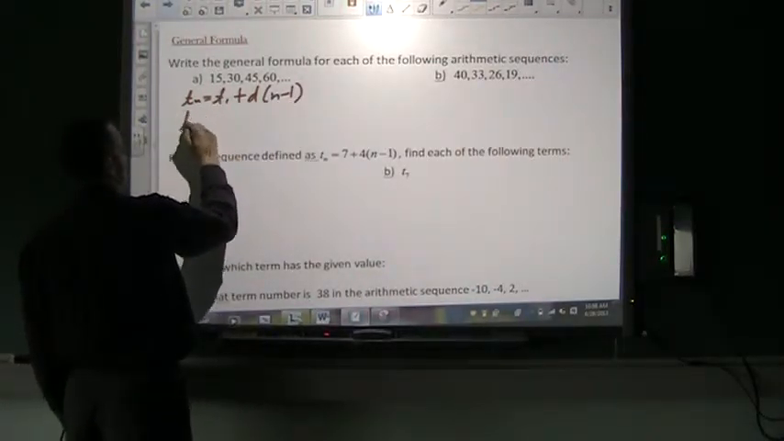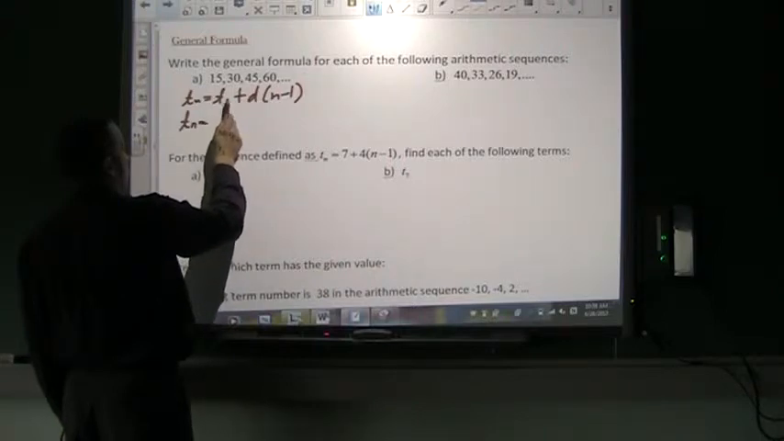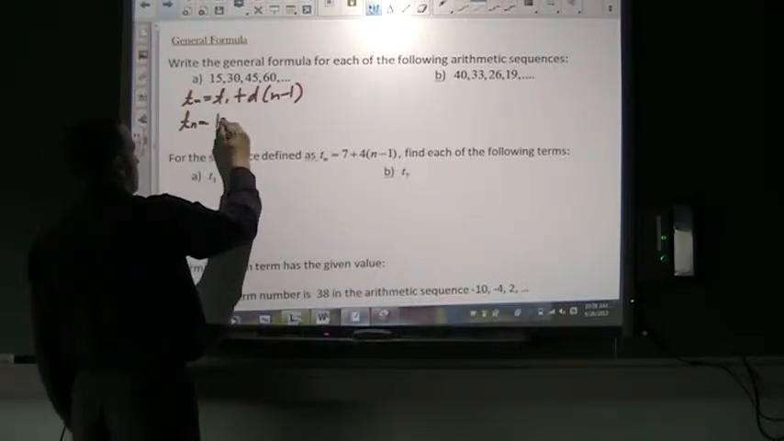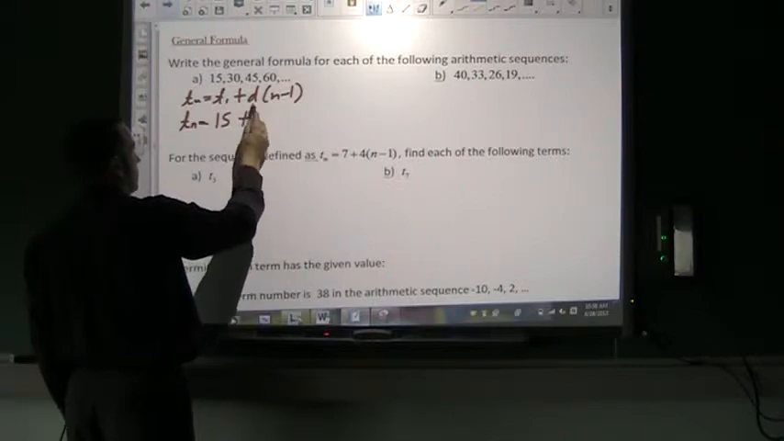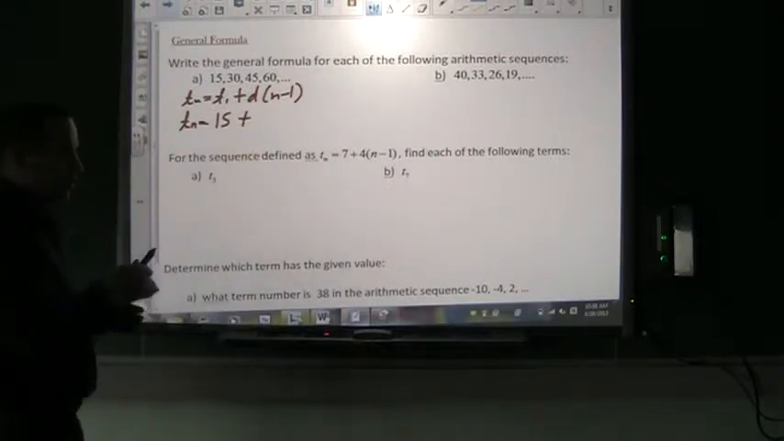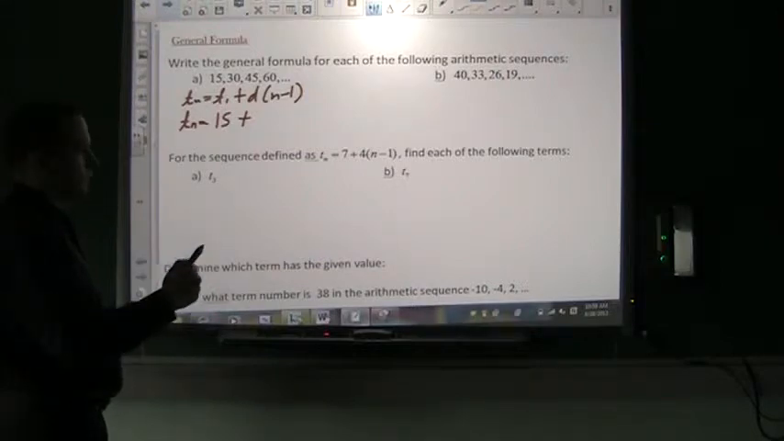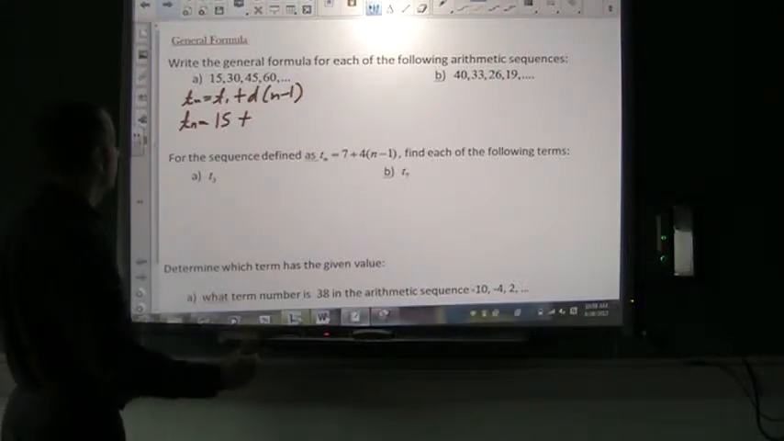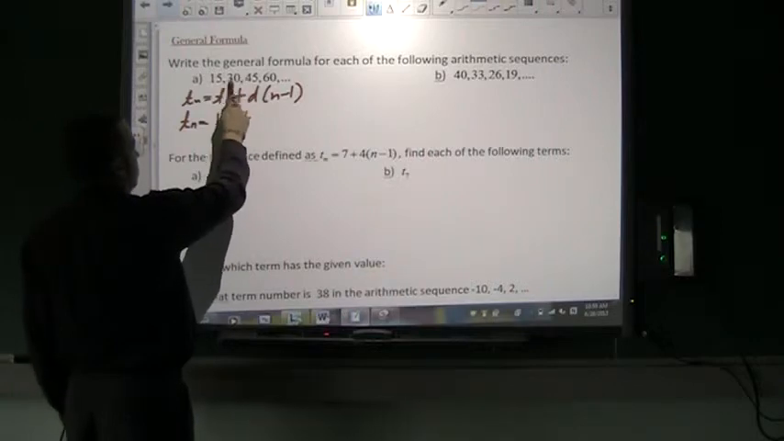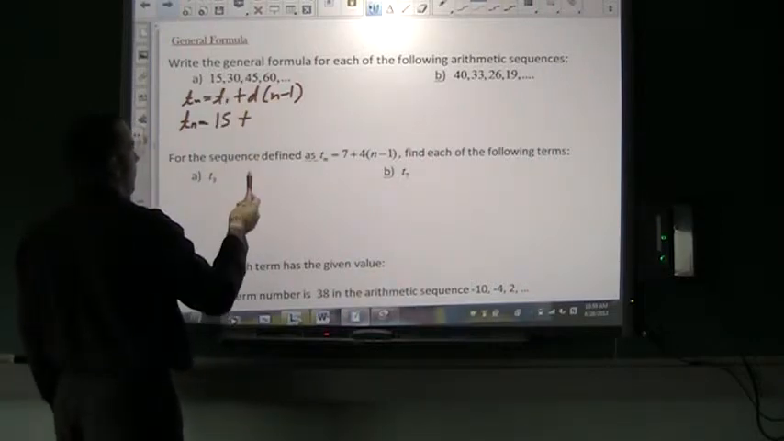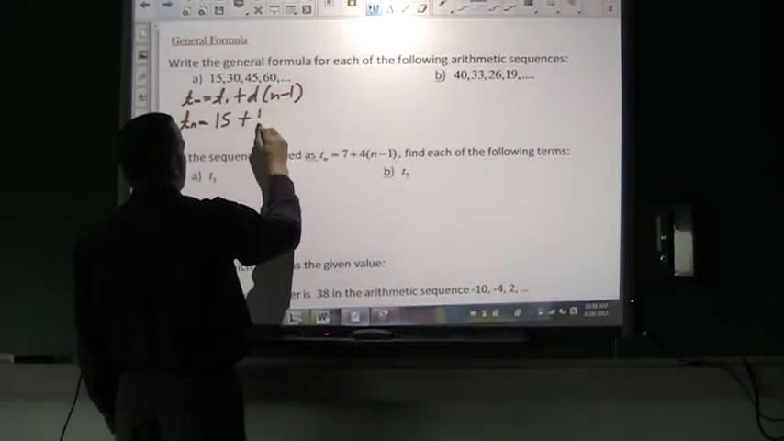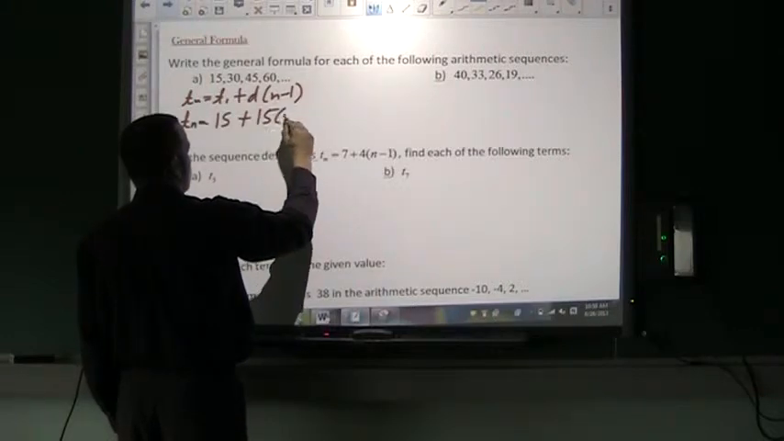So for me, Tn equals, my first term is 15, so that's easy enough. There's 15 plus the common difference. So how much do I add or subtract to each term? Technically it's adding every time. How much am I adding every time in order to get the next term? You can easily see I'm adding 15 every time. So my common difference here is also 15.